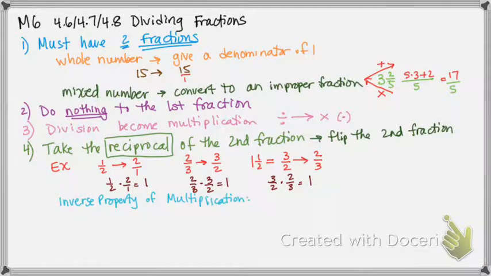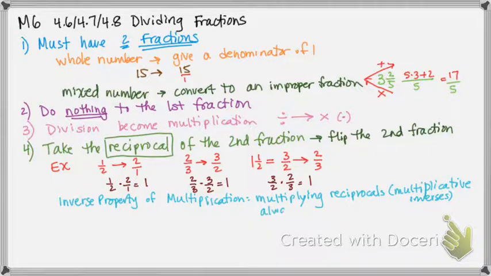And it states multiplying reciprocals, which is its common name, and we would say multiplicative inverses. That's its formal name. That's why we like using reciprocals. Multiplying reciprocals always equals 1. Okay?